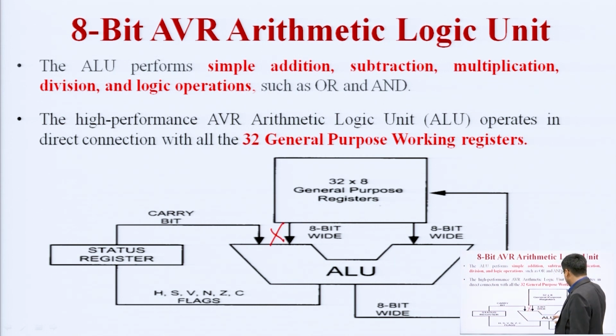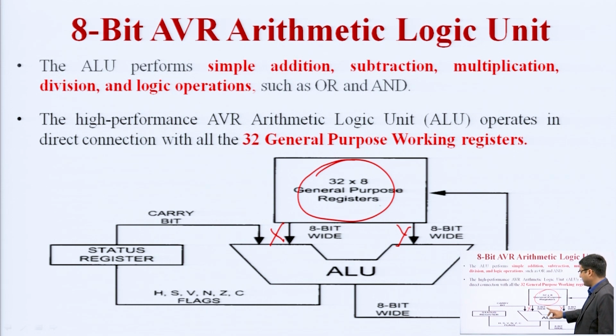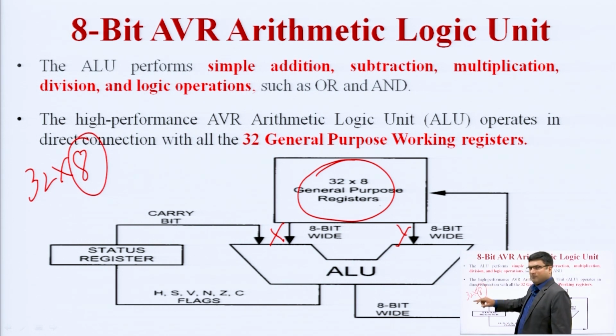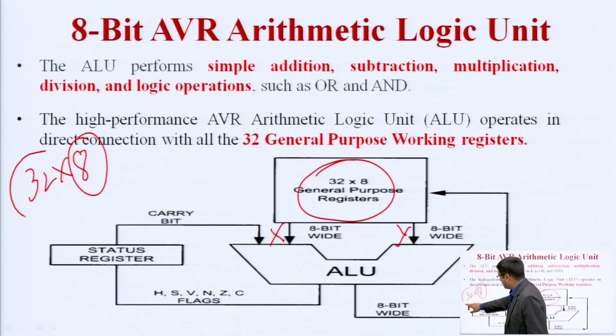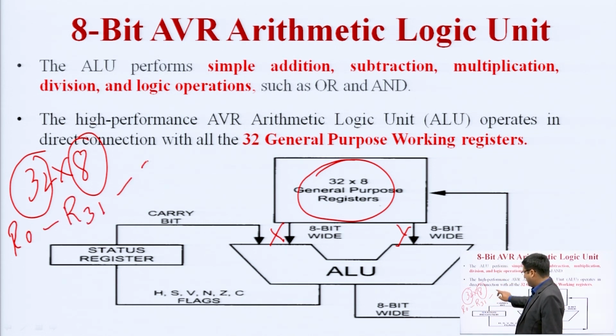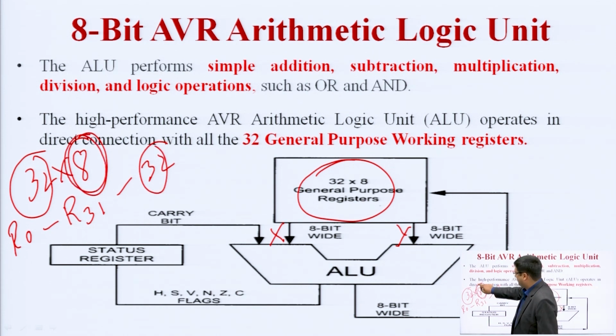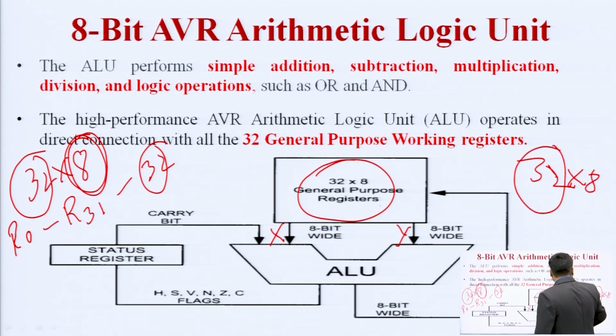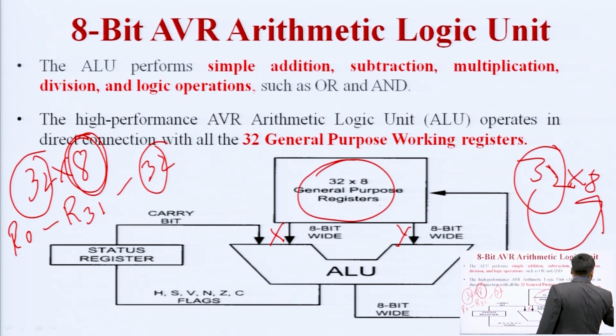Let us consider x here and y here. The data provided to the ALU comes from the 32 into 8 general purpose registers. Let us write here 32 into 8. It means that we have 32 general purpose registers in the AVR microcontroller, from R0 to R31, and each register is of 8 bits, that is why we are writing 32 into 8.